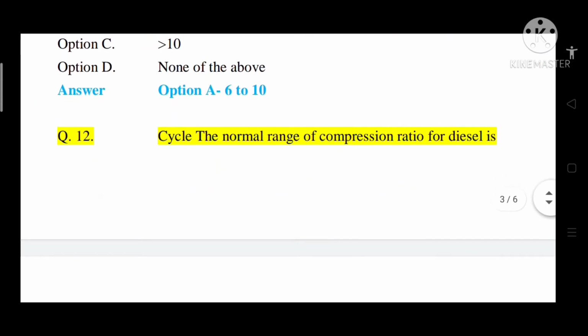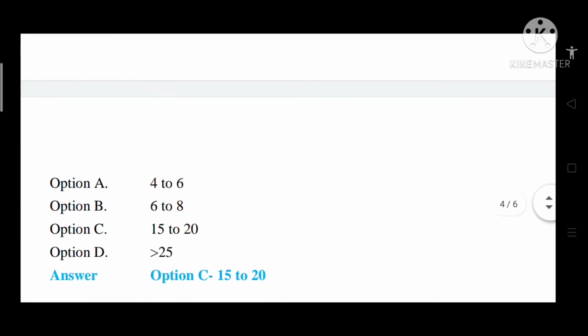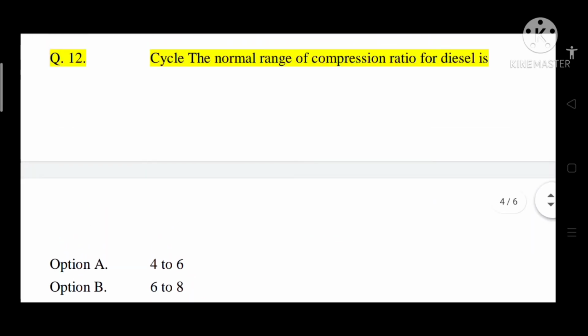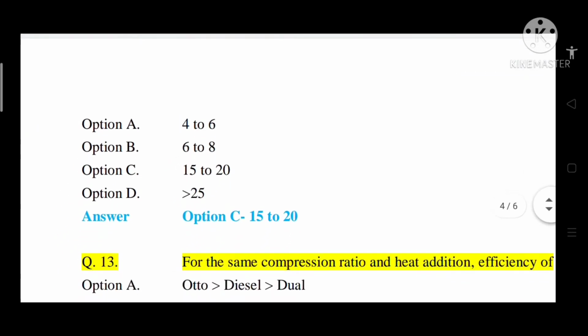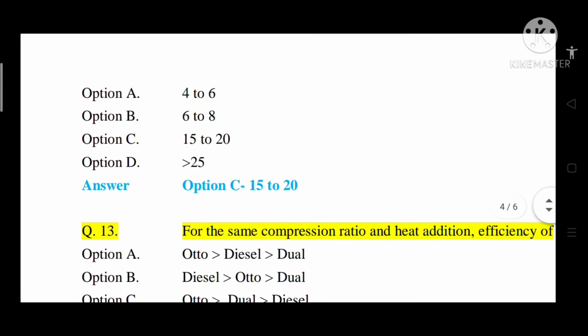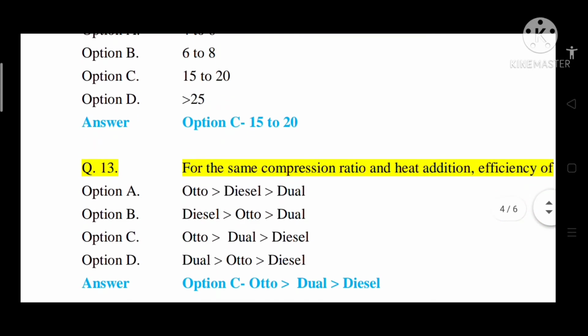Question number 12. The normal range of compression ratio for diesel cycle is option A 4 to 6, option B 6 to 8, option C 15 to 20, option D less than 25. So correct answer is option C, that is 15 to 20.